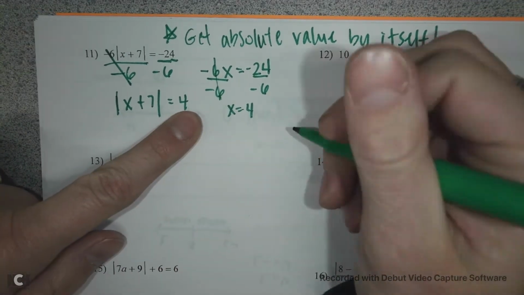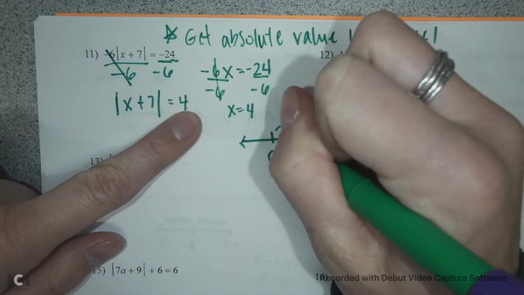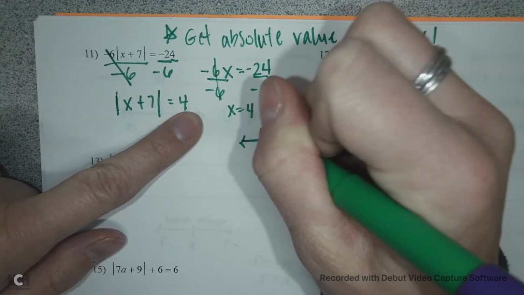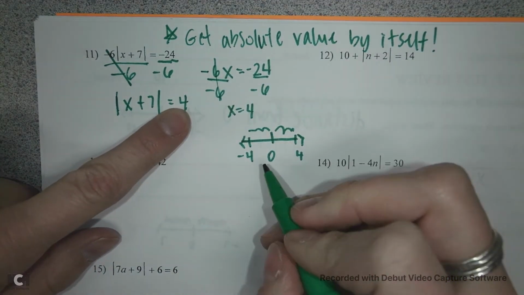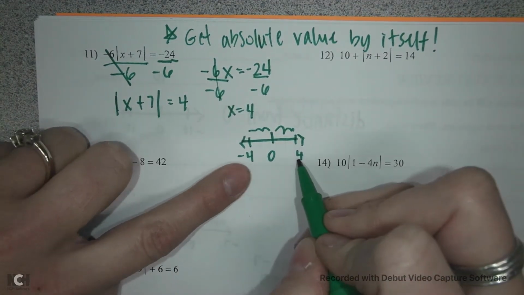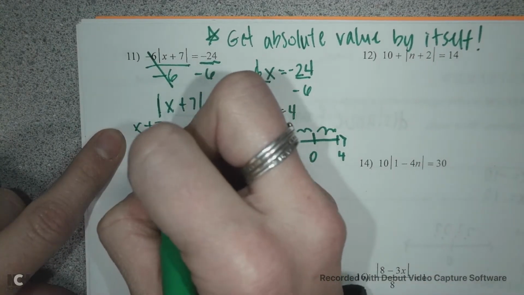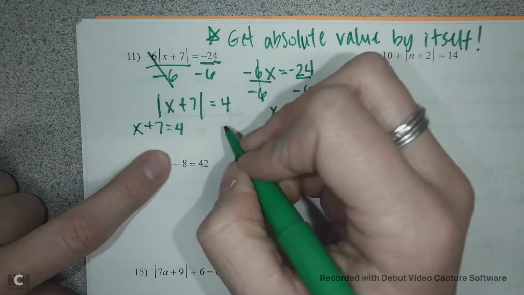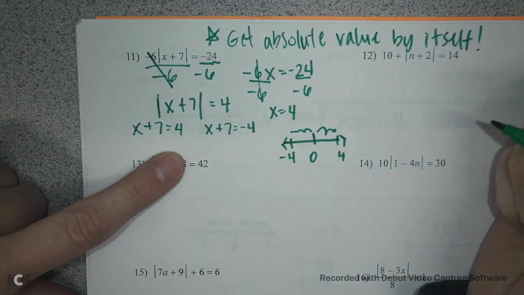So now I'm 4 spaces from 0. So I'm going to draw my cute little number line. I could go 4 spaces this way and be at positive 4, or 4 spaces this way and be at negative 4. So 4 spaces from 0 either gets me to negative 4 or 4. So we're going to rewrite this guy. X plus 7 could equal a positive 4 because that's 4 spaces from 0, or x plus 7 could equal a negative 4 because that's 4 spaces from 0.